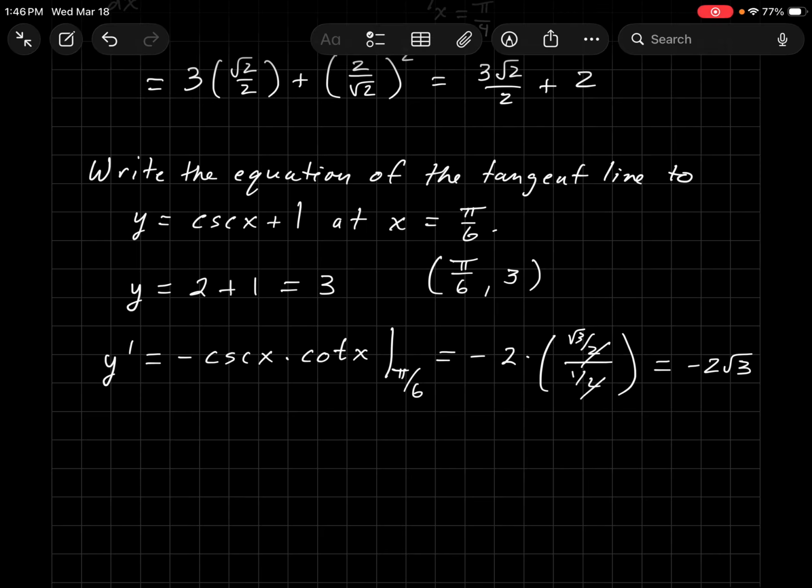Then the equation of the tangent line is y minus the y value equals the slope times x minus the x value.